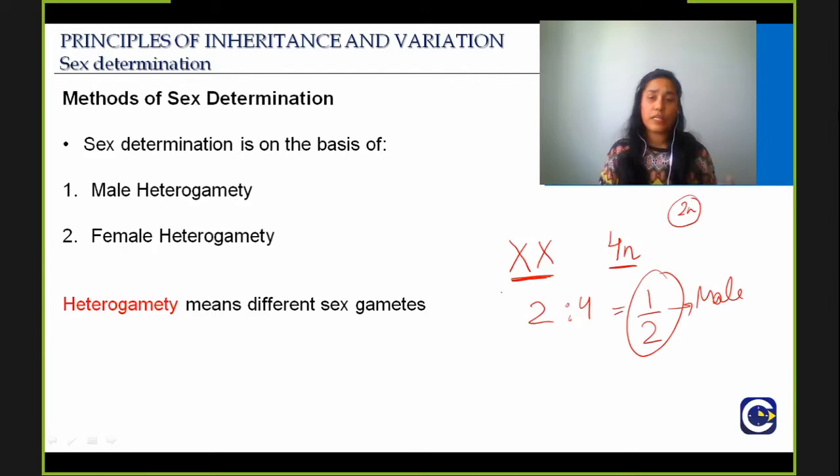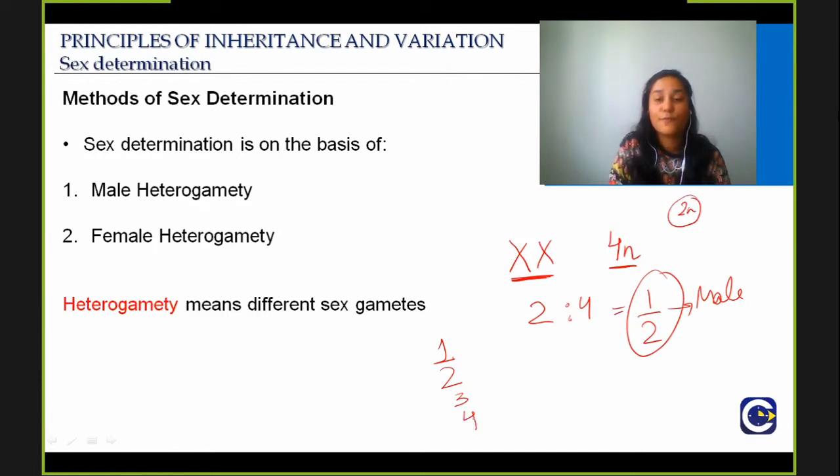Good. And I'm really sorry again. So we'll repeat it again. For a haploid organism, 1 set of chromosomes. For a diploid organism, 2 sets of chromosomes. For a triploid organism, 3 sets of chromosomes. For a tetraploid organism, 4 sets of chromosomes. Okay. I hope you forgive me. Good. So male heterogamety is done. Now, let's go to female heterogamety.